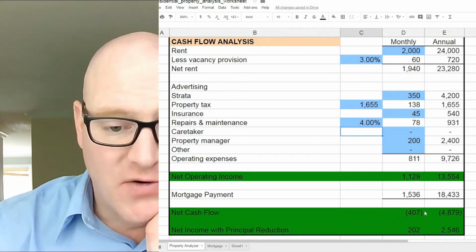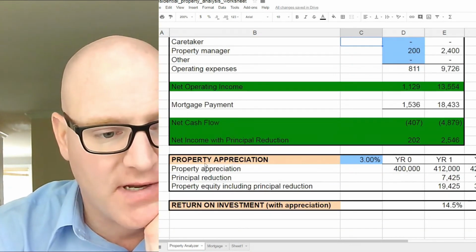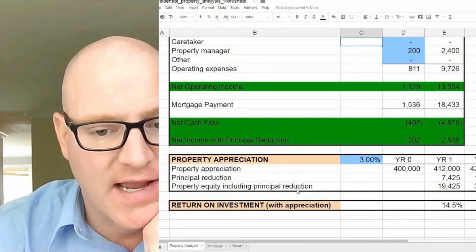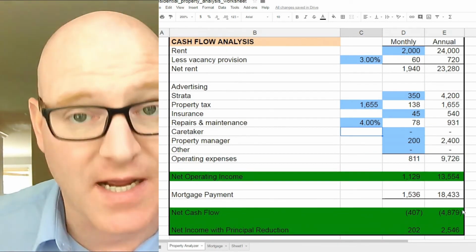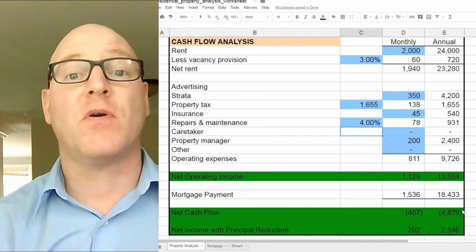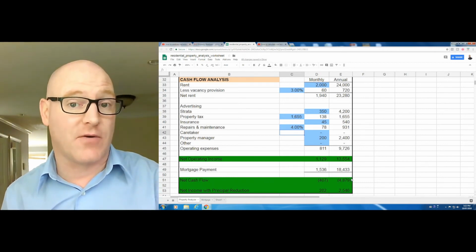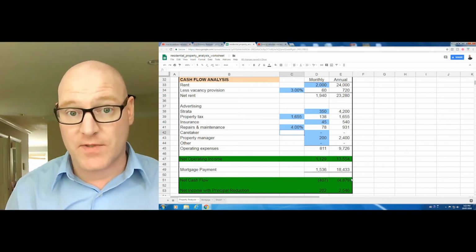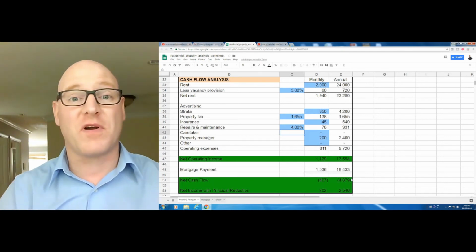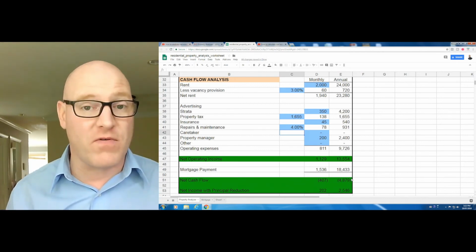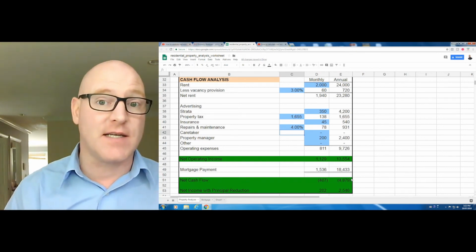So it's showing your net cash flow here, and then it says net income with principal reduction. Because if we scroll down here, I'm not going to get into this in this video, but it calculates all of your principal reduction, which is something that is often overlooked when people are doing their cash flow analysis, not taking into account the principal reduction, which is something that happens every single month. A portion of your payment is going to go directly into your mortgage. It's a forced savings. It is part of the overall numbers of your cash flow analysis, even if it's cash that is stuck in the property.